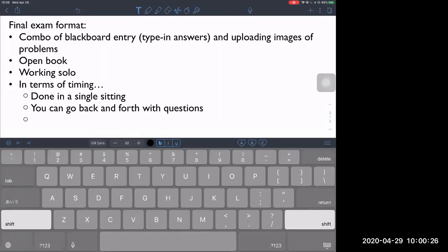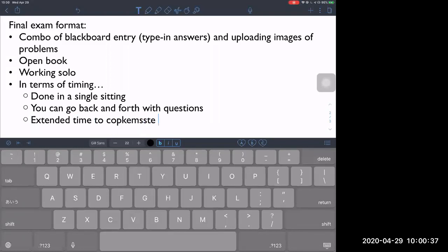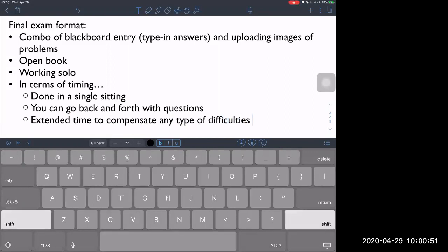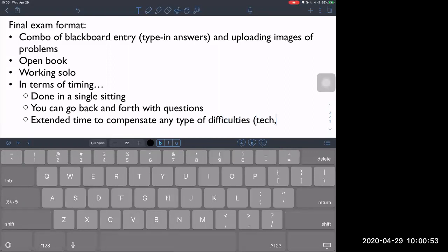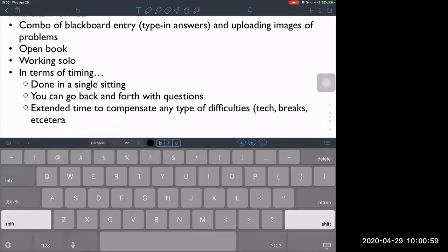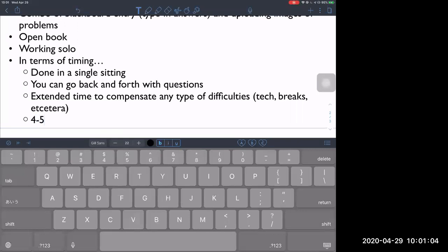So obviously there's going to be some reasoning, so it will be extended time to compensate any type of difficulties. What kind? We're talking about tech, breaks, etc. Right? Maybe you need to take a break or whatever the case might be. So that means that I'm probably going to give about 4 to 5 hours.